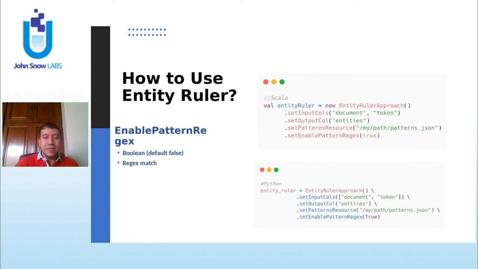Now let's take a look at the next parameter, enable pattern regex. When our data has information that can be extracted using regular expressions, we can define a set of regular expression rules that match the entities we want to extract. This parameter is set to false by default. So to define the annotator, we set enable pattern regex to true, and the patterns resource parameter to the path of our JSON resource, which has the set of rules we require, as shown in these code snippets.